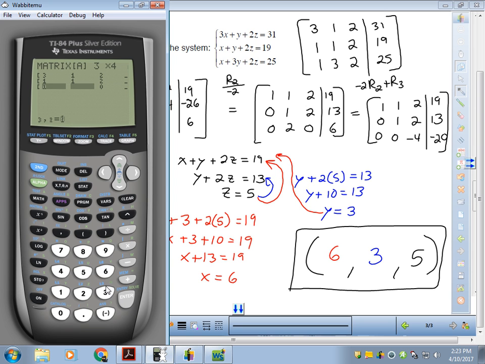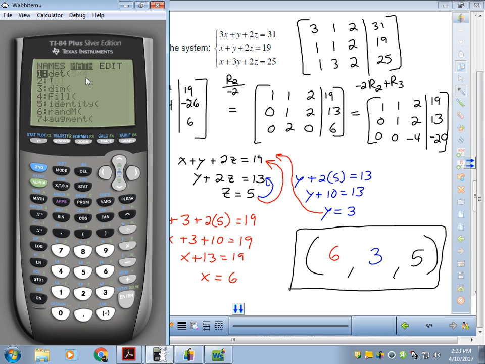1, 3, 2, 25. Okay, so now we have it in there. I'm going to hit second mode to quit. Then I'm going to hit second x to the negative 1 to go back to the matrix menu. And now you notice next to A it says 3 by 4. It's because now I actually have a matrix stored in A.